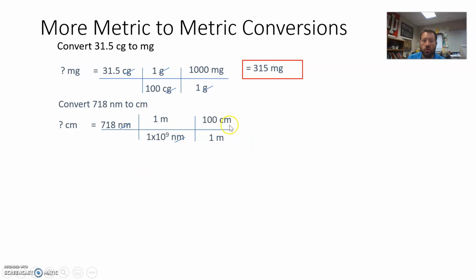There are 100 centimeters in a meter. Cool, so meters cancels out. Now the only unit we have remaining is centimeters, which is good. That's exactly what we want. So now we have math.